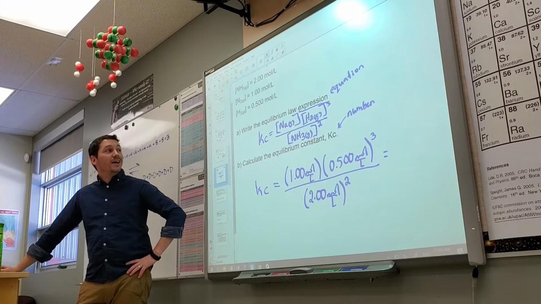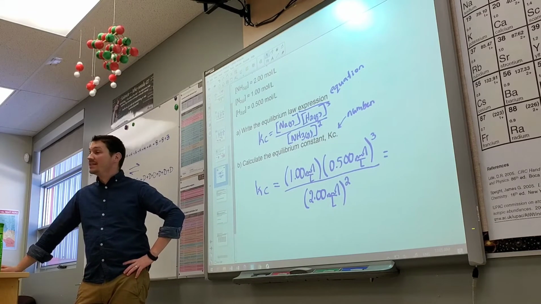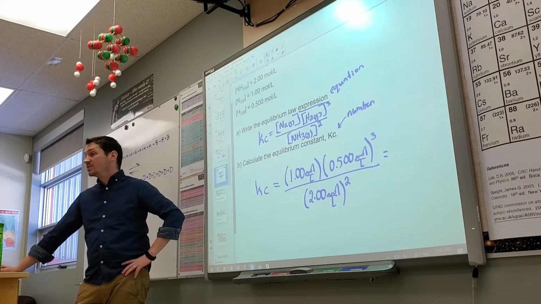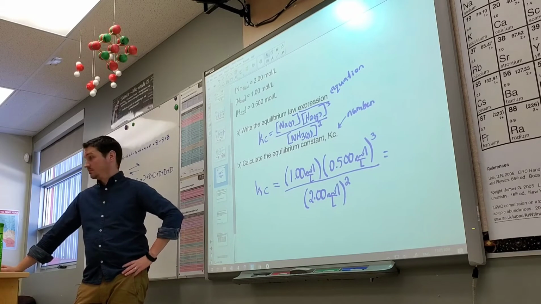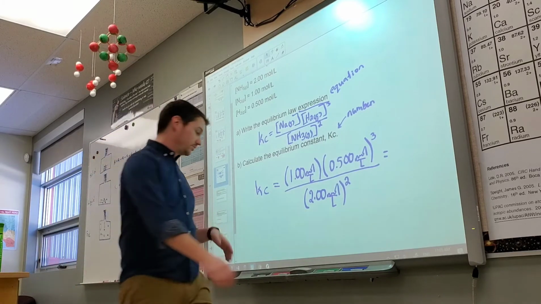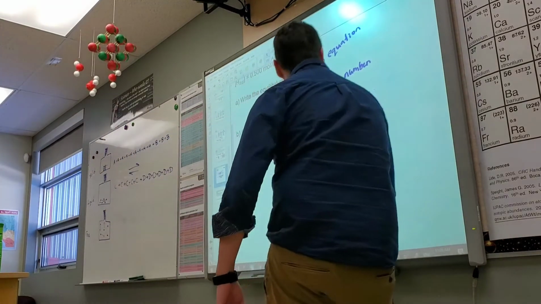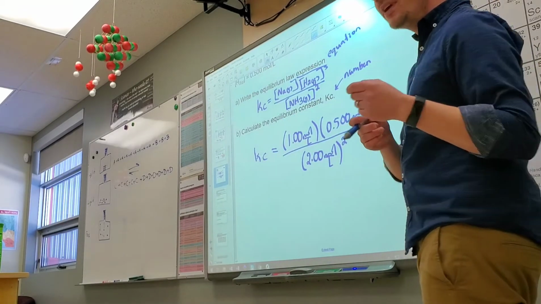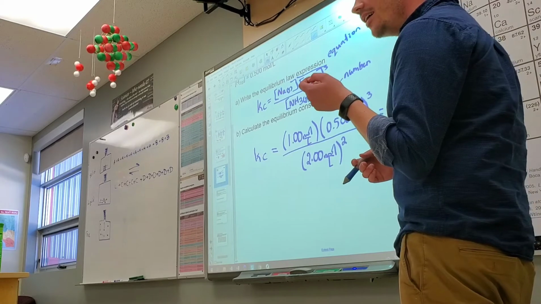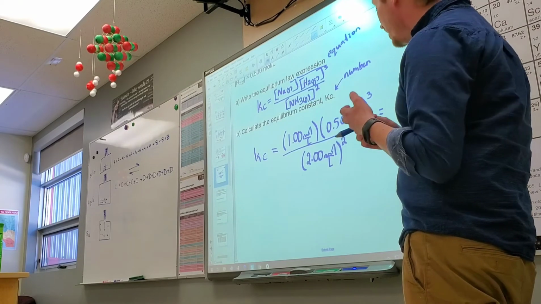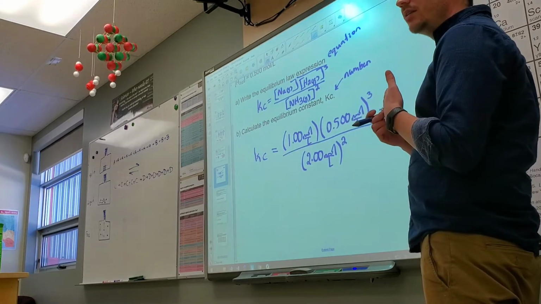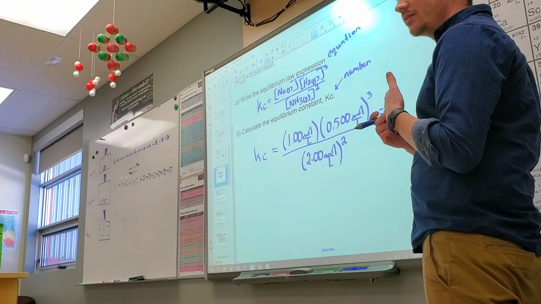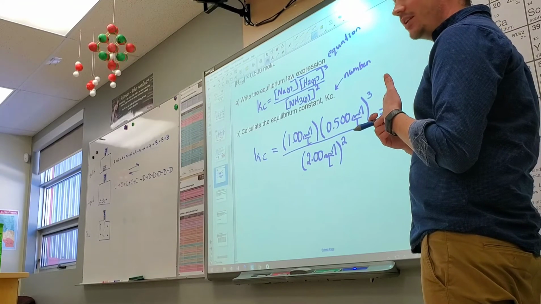So you should get a pretty tiny number, like a relatively small number, right? 0.03. Yeah. What did we get? 0.03125. Yes.